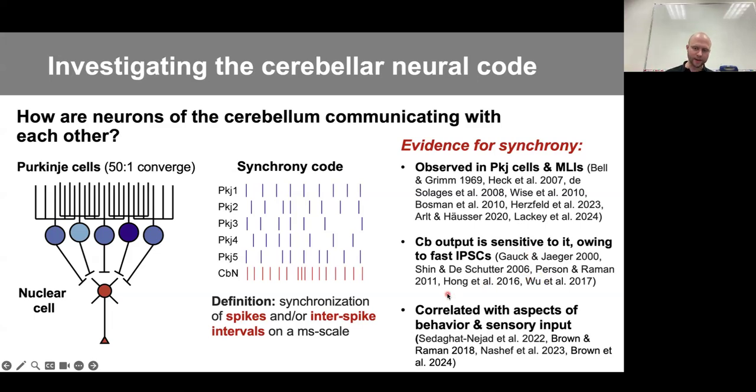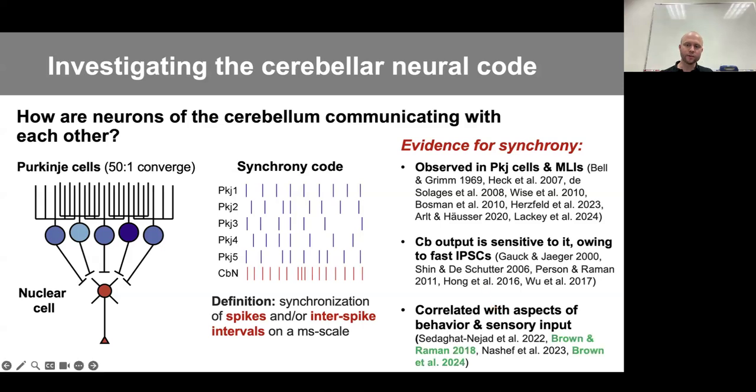And lastly, and more recently, it's been demonstrated that synchrony in Purkinje cells in particular tends to be correlated with aspects of behavior and sensory input. It's been shown specifically that during the deceleration of movements, reaching movements and saccadic eye movements, when Purkinje cells are reduce their firing rates, it's often observed that the leftover spikes are often synchronized on a millisecond time scale.